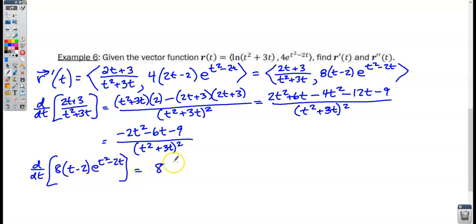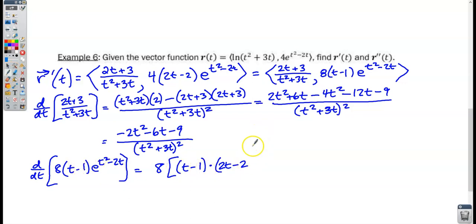And so I've got a constant multiple 8 out in front here. And then I've got the quantity t minus 2 times the derivative of e to the t squared minus 2t, which is going to be 2t minus 2. Wait a second. I forgot to factor it. I hope people were screaming at me there watching the video that I forgot to. That should be a t minus 1. Good thing I caught that at this point.